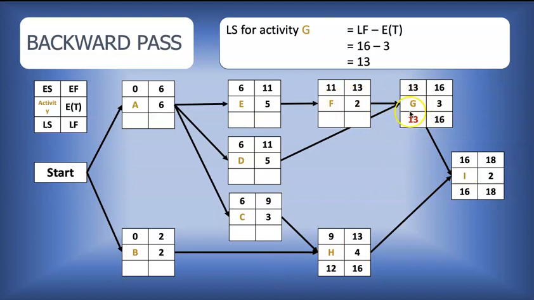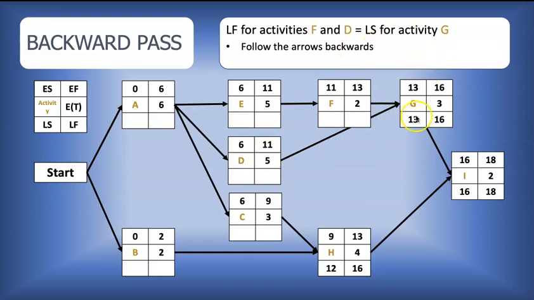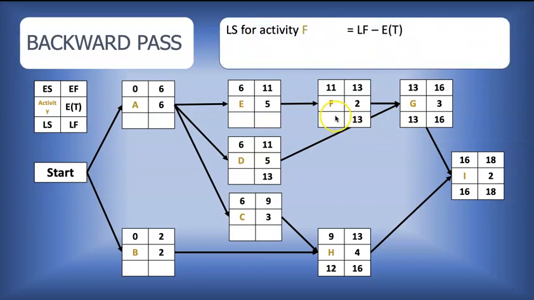We're following the arrows backwards. If you notice, one arrow leads to F, one to D. So following the arrow backwards, we're going to do F and D. For F and D, both must be completed by week 13, since activity G must get the baton by week 13. So the latest finish time for F is 13 and also for D. For the latest start time, for F it's simply 13 minus 2, 11. For D, 13 minus 5 gives us 8.